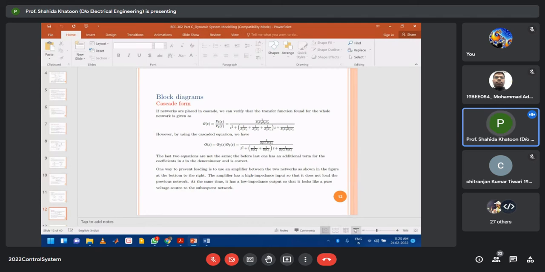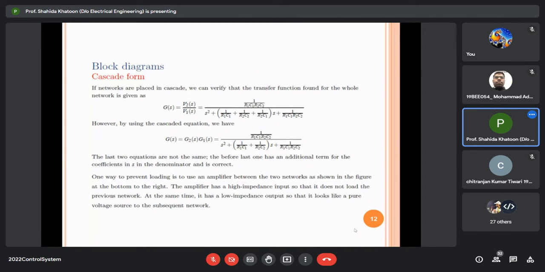So this is the cascade form. If you write the transfer function individually, then you can see that this is the cascade form. 1 upon R1 C1 R2 C2 upon s square plus 1 upon R1 C1 plus 1 upon R2 C2 plus 1 upon R2 C1 into s plus 1 upon R1 C1 R2 C2. If you actually find out the transfer functions, okay. So using the cascade transform G2 into G1, you substitute this. So the last two equations are not the same. The before last one has the additional term of coefficients in s in the denominator, and it is correct.